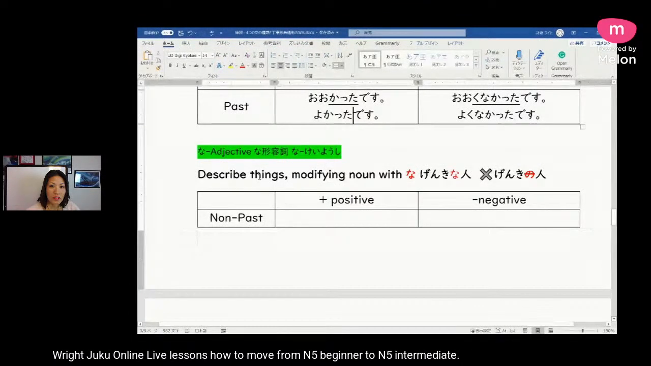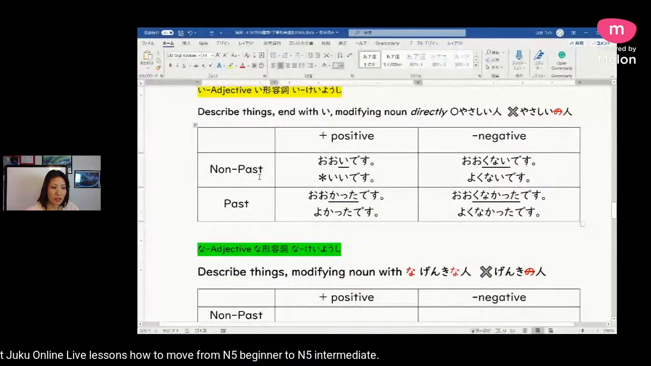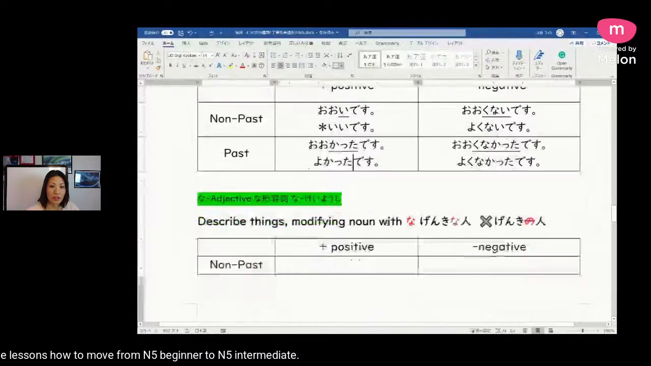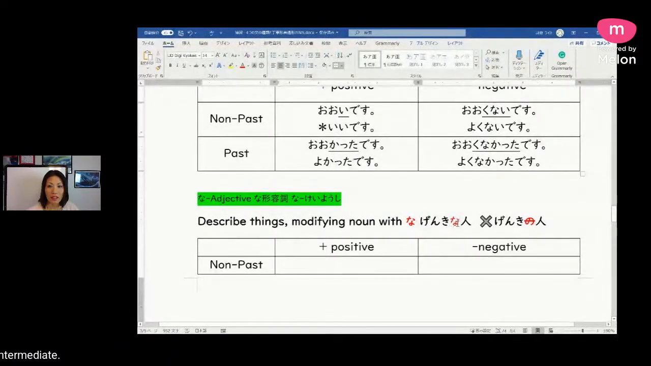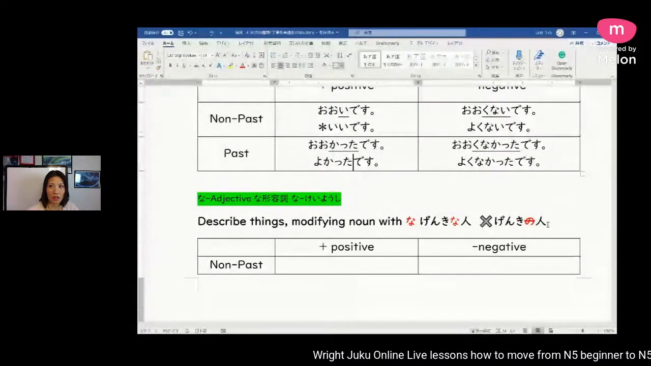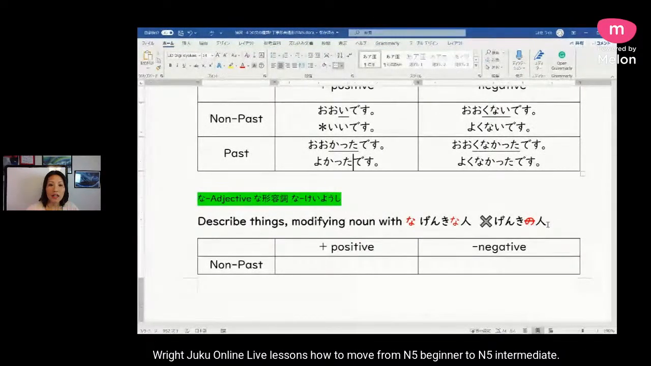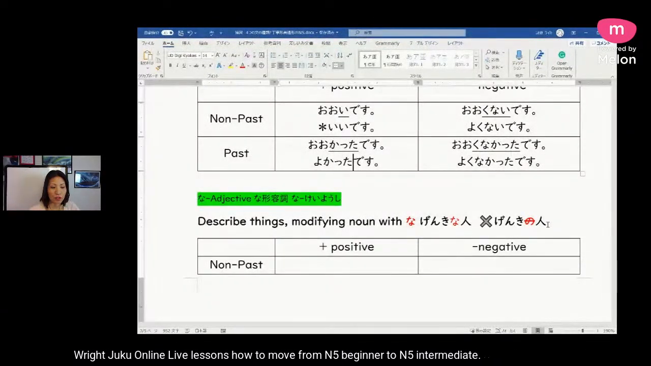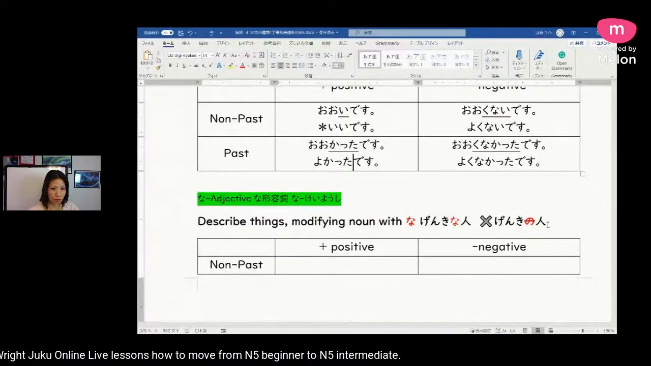So what is the difference between い adjective and な adjective? な adjective has な in between the adjective and the noun. 元気な人. 元気の人 is wrong. Because if it's a noun, we can use noun の noun, like 猫の名前. But for the na adjective, we need a na in between na adjective and noun.